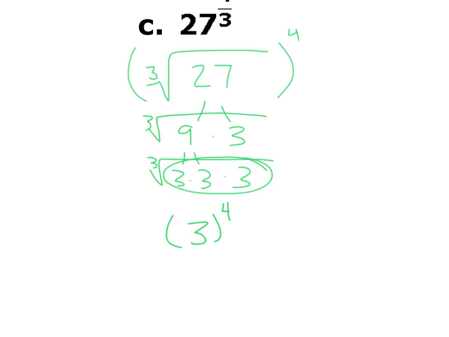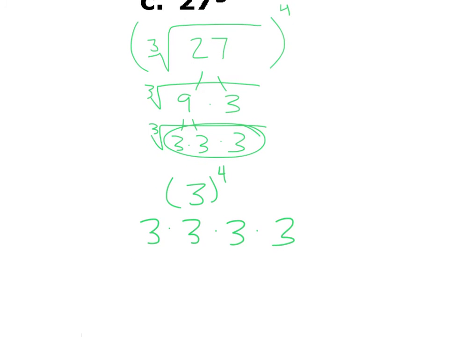So this is like saying 3 times 3 times 3 times 3. We can just group them together first. So what's 3 times 3? 9. We could do 9 times 3, which would be 27, and then 27 times 3 is 81. Or we could just do the other 3 times 3, which is 9, and then multiply the 9 times 9, and we know that is 81.